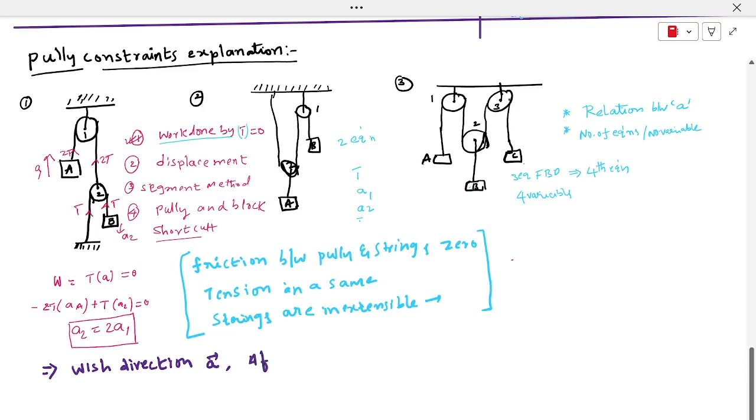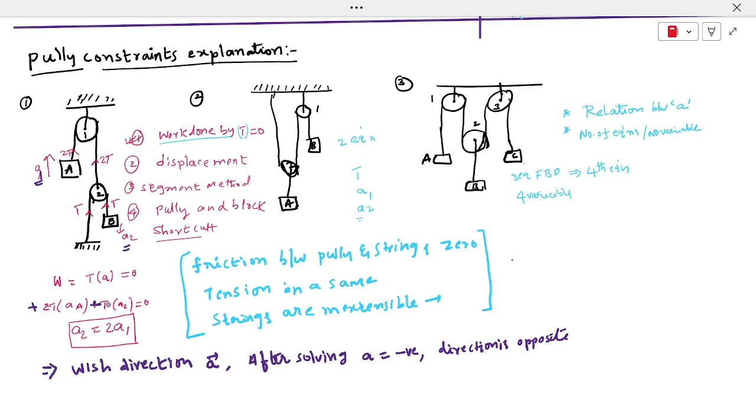After solving, if the acceleration comes negative, then the direction is opposite. Here I have taken A2 downwards and A1 upward, but you can consider A2 and A1 in different directions, not a problem at all, and you will get the same answers. Now here 2T and acceleration are both in the same direction, so work done is positive: 2T into A1, the acceleration of A. Here T and acceleration are in opposite directions, therefore negative: negative T into A2 is equal to 0.